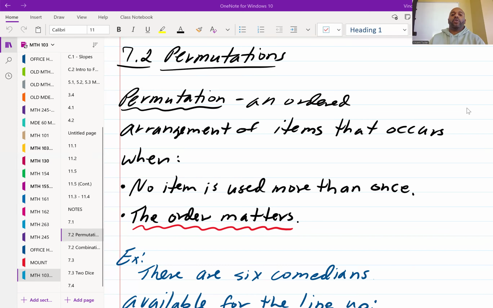A permutation is an ordered arrangement of items that occurs when no item is used more than once and the order matters. Once again, a permutation is an ordered arrangement of items that occurs when no item is used more than once and the order matters.